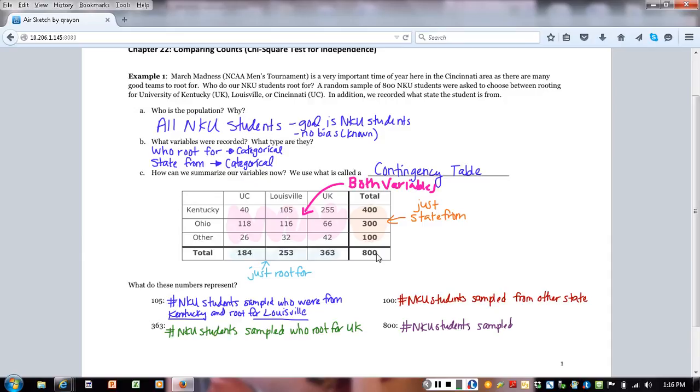And then we finally have the 800, which is just a total. It ignores all the other variables. Doesn't even take into account any of just total number of students that we had. So this table is a nice quick way of summarizing both variables. It also allows us to look at the individual variables if we so choose.